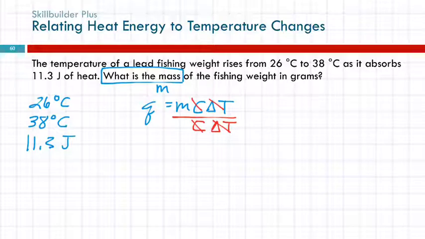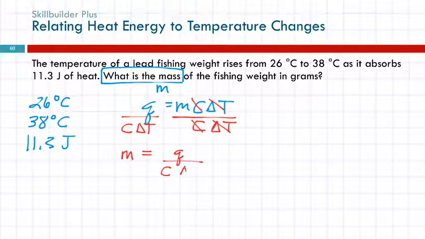But now my equation isn't true anymore. I have to do the same thing to both sides. So whatever I did to that side, I need to do to this side. And then that's a mess, and it's kind of hard to look at. So rewrite it. The mass is going to equal Q divided by the specific heat capacity and the change in temperature.